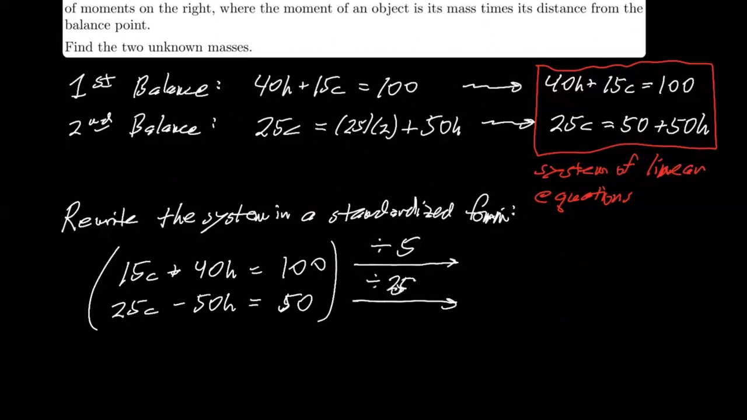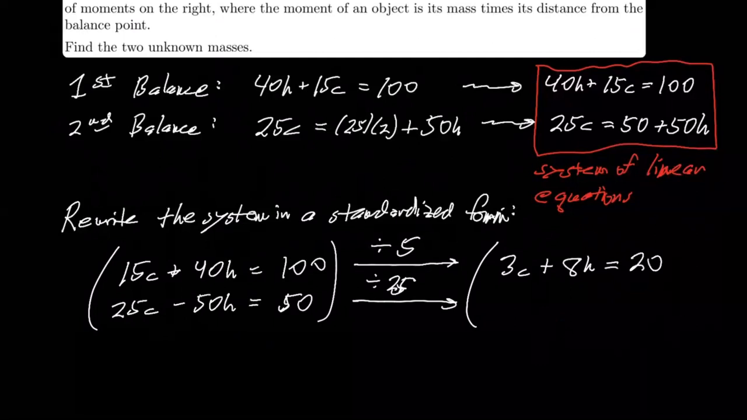So let's do that. That's not going to change the equations, right? You can do the same thing to both sides. You can multiply or divide both sides of an equation by the same number. So if we do that here, I think we'll get 3C plus 8H. You can always pause and get ahead of me. Let's see if you get the same thing I get.